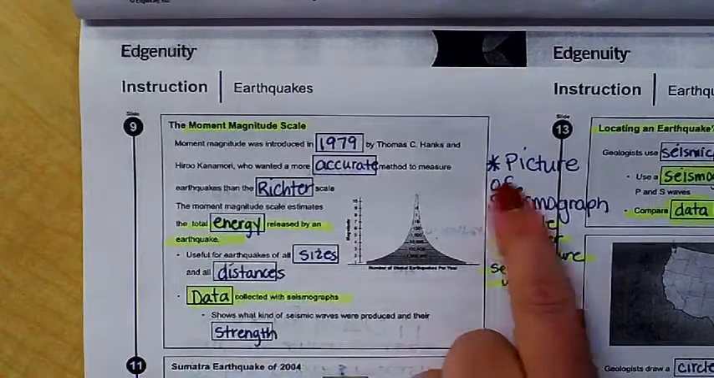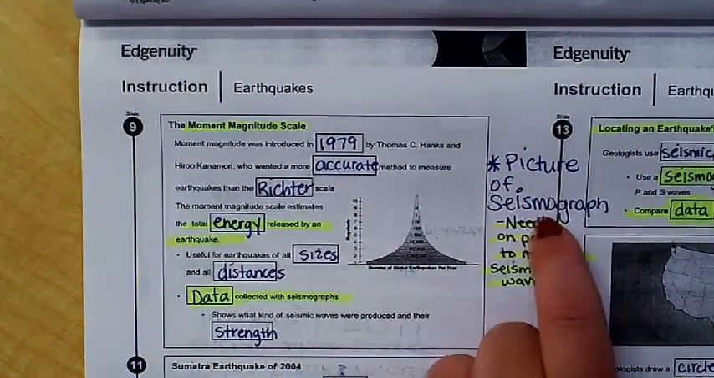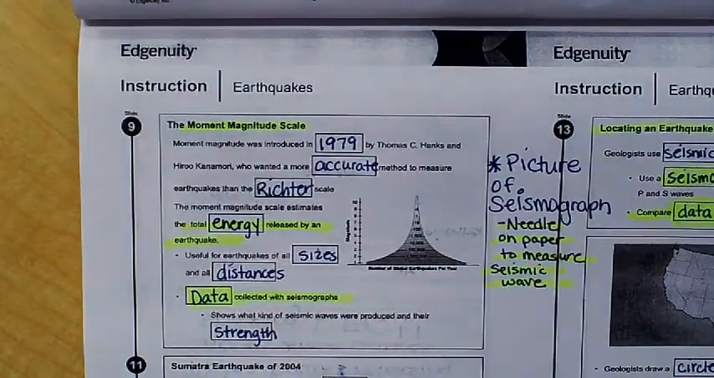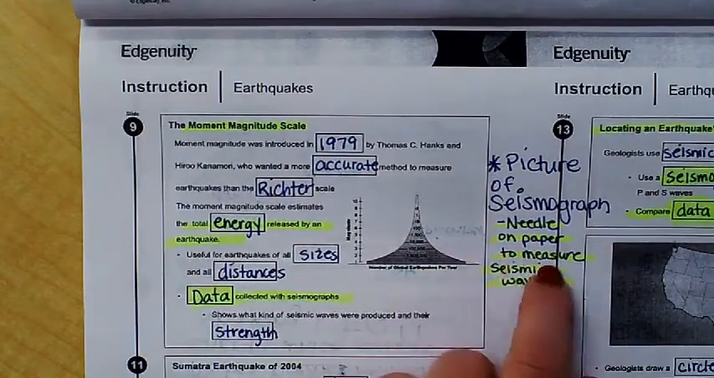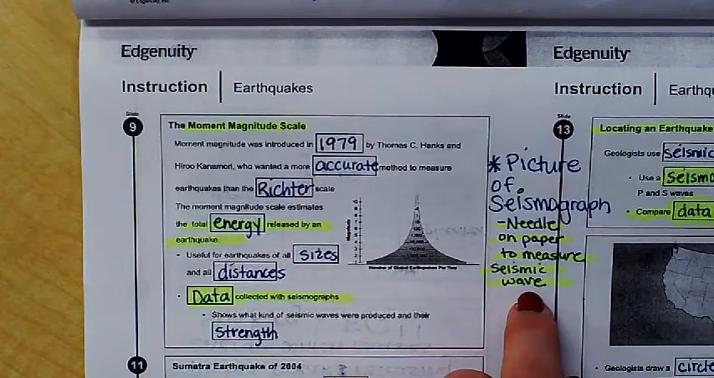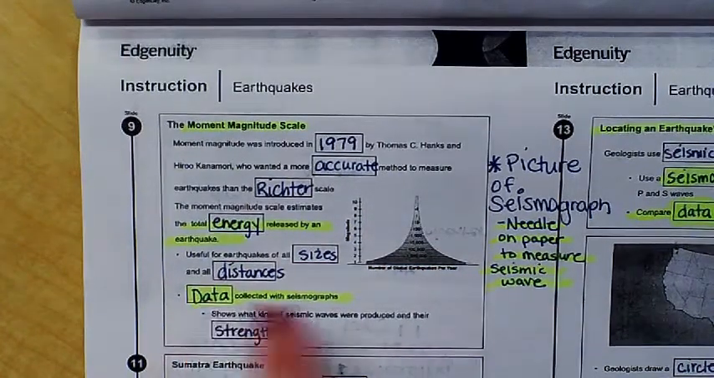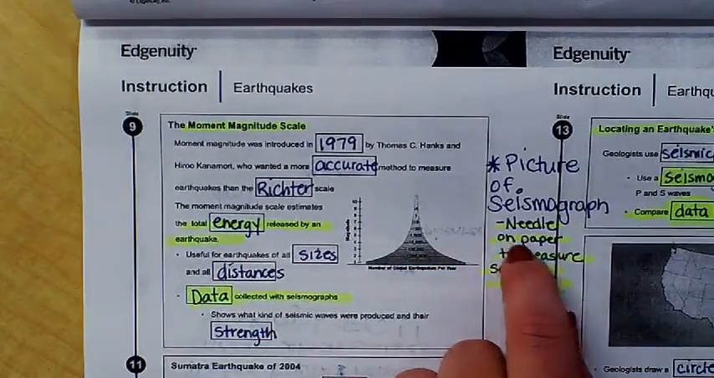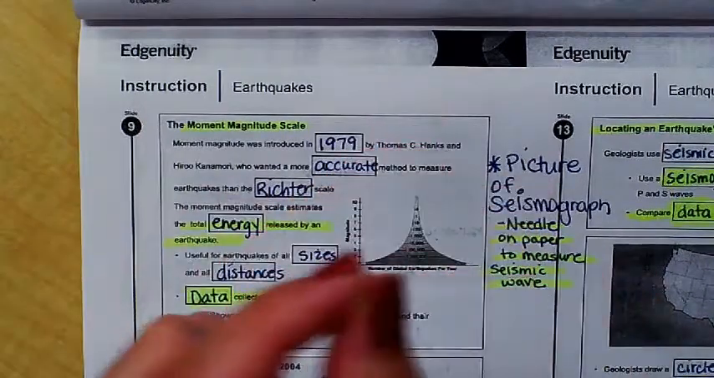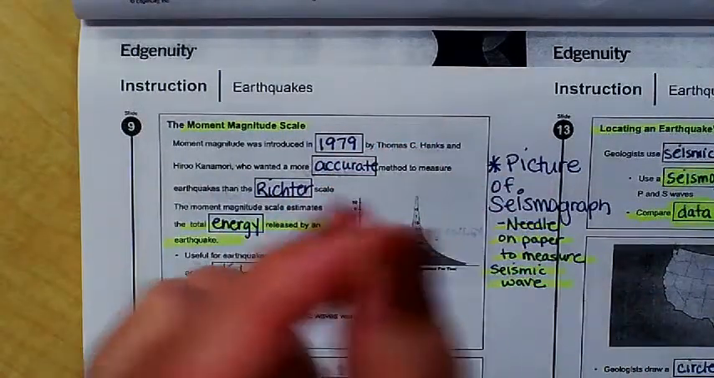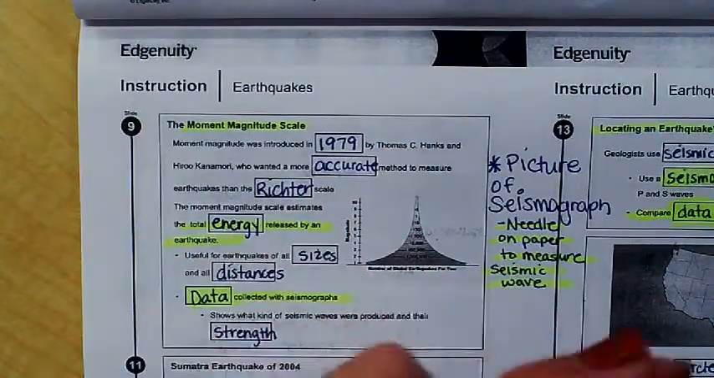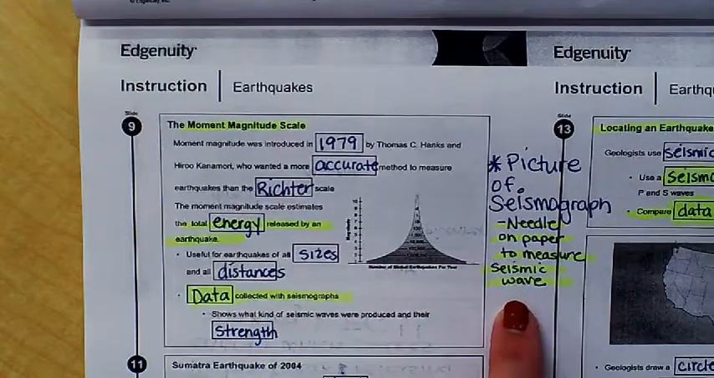I would suggest you look up a picture of a seismograph if they didn't show one on the program, because there is a quiz question asking what a seismograph actually looks like and how it records this data. So there's a little needle on a paper, and as those waves shake the needle, it moves back and forth and records those seismic waves.